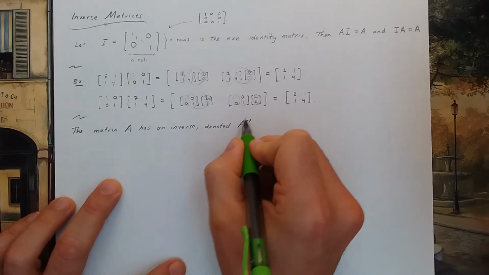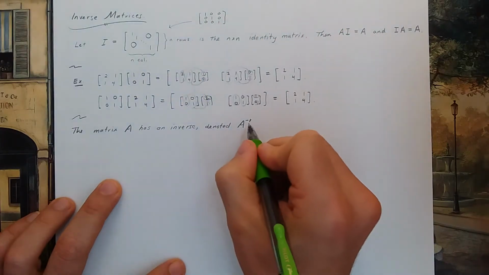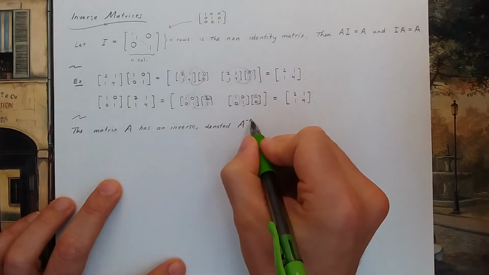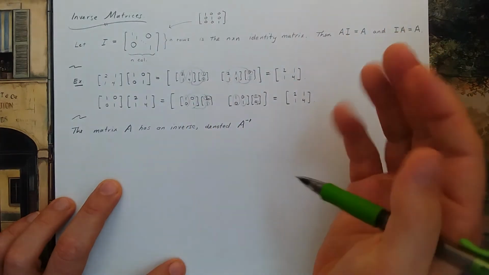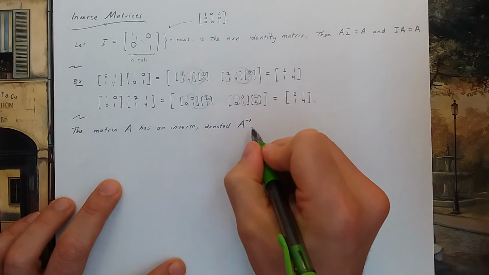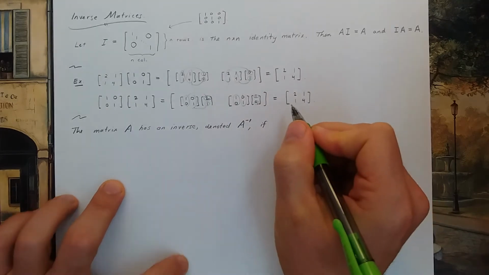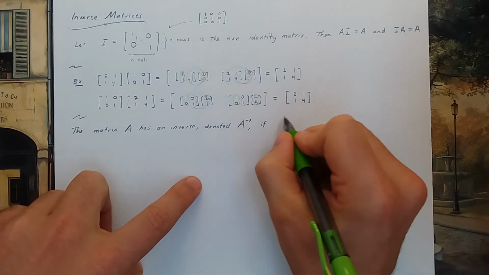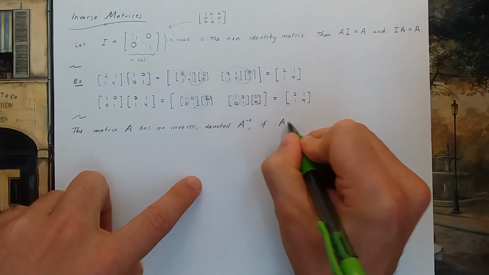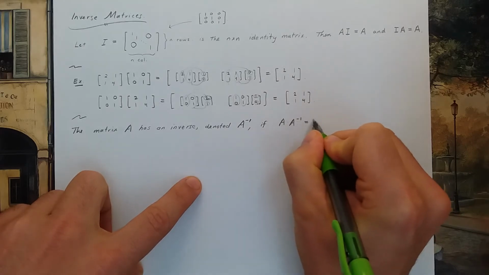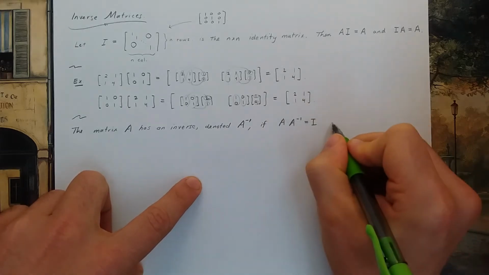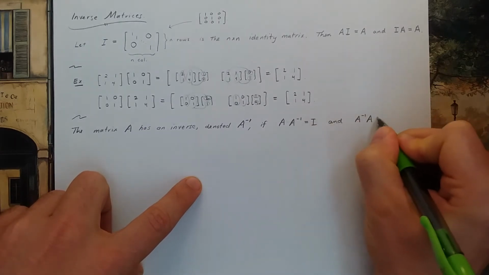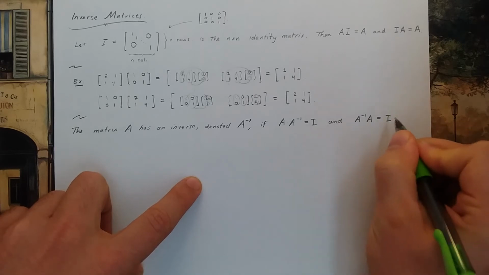This does not denote 1 over the matrix A. That doesn't make any sense. This, again, denotes the inverse matrix, just like we use the same notation to denote the inverse function. In fact, these are very related concepts. And we define the inverse matrix if these two properties are true. So A times A inverse is equal to I. That's the identity matrix. And A inverse A is also equal to I.